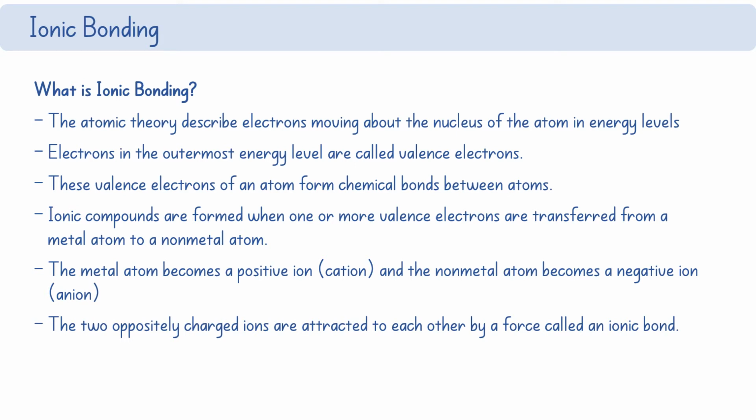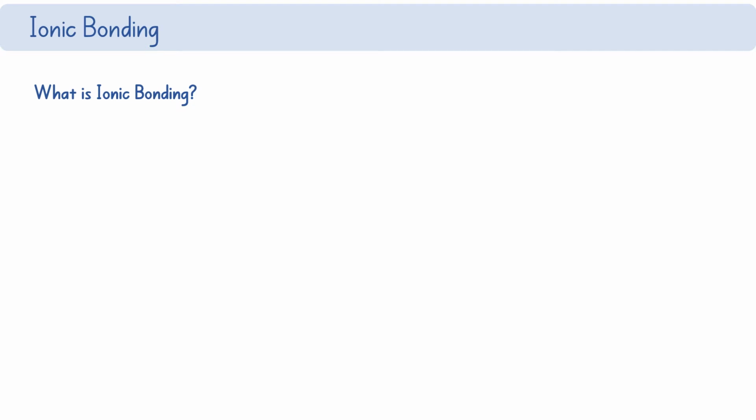Ionic compounds are formed when one or more valence electrons are transferred from a metal atom to a non-metal atom. The metal atom becomes a positive ion called a cation, and the non-metal atom becomes a negative ion called an anion. The two oppositely charged ions are attracted to each other by a force called an ionic bond. Now, let's focus on ionic bonding.